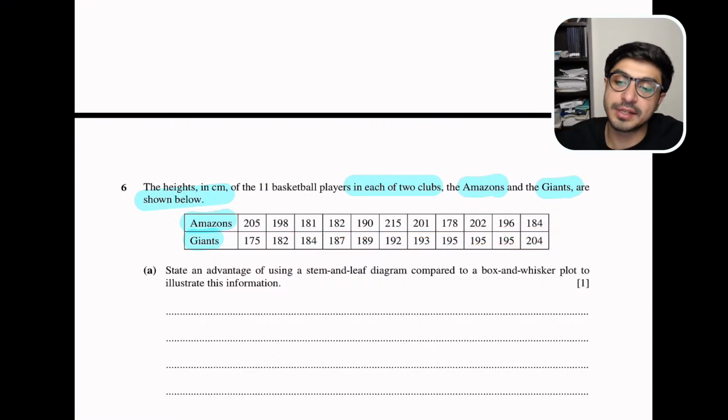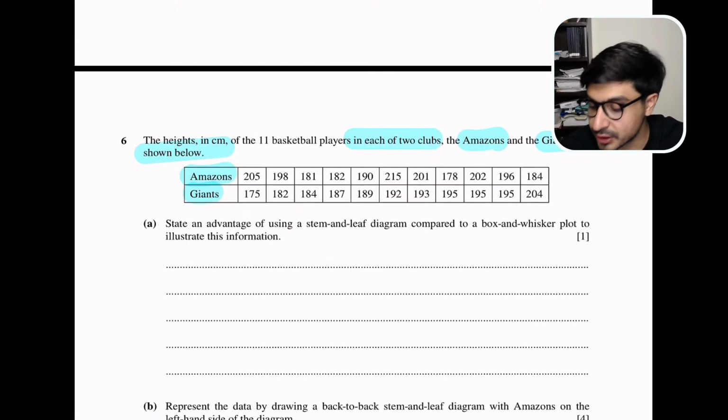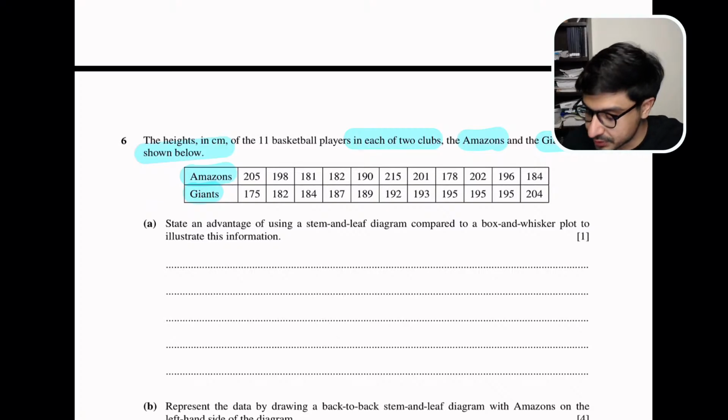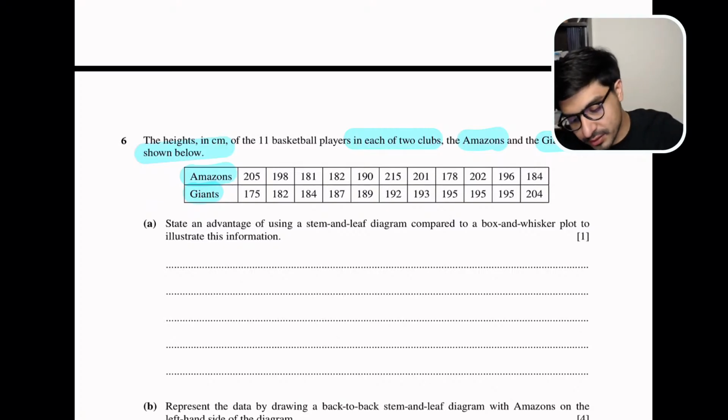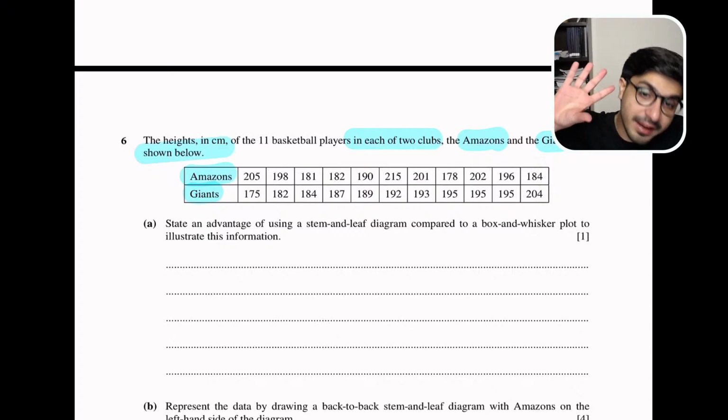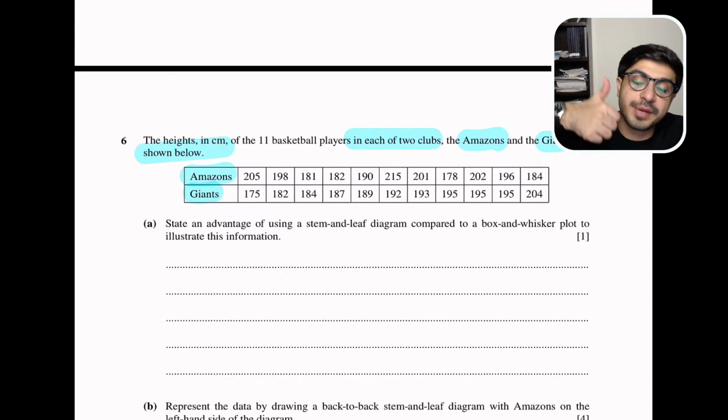So now what they're asking us, the first question, they have given us the heights in centimeters. They're asking us to state an advantage of using a stem and leaf diagram compared to a box and whisker plot. What is better in making a stem and leaf diagram as compared to the box and whisker? So what is the first thing that you know about box and whisker? That box and whisker just have 5 values, right? That is minimum value, median, lower quartile, upper quartile, and maximum value, right?